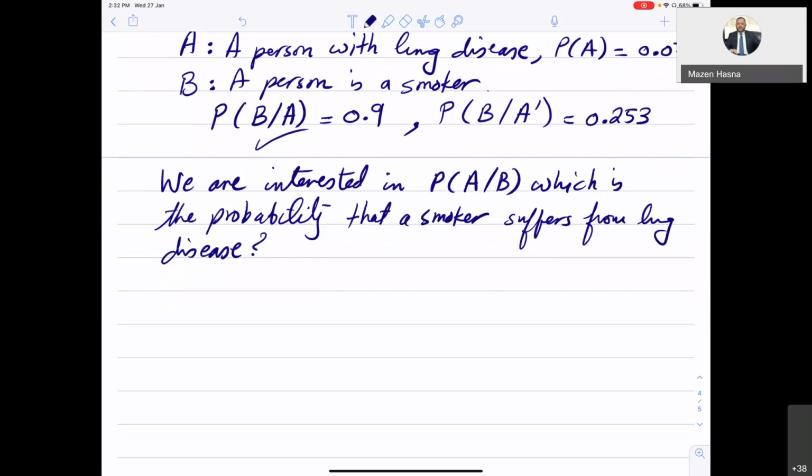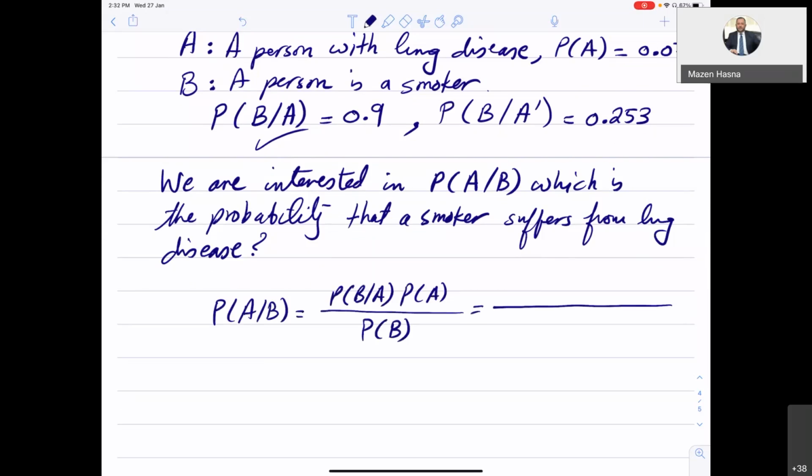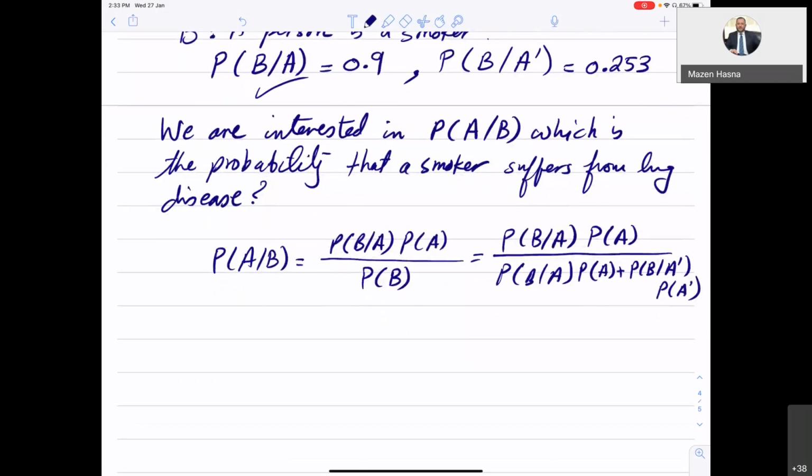So if we go to Bayes' theorem, we write the probability of A given B as the probability of B given A times the probability of A over the probability of B, which you can expand again, as we did for Bayes' theorem, as the probability of B given A times the probability of A over the probability of B given A times the probability of A plus the probability of B given A dash times the probability of A dash. So now let's just fill in the numbers.